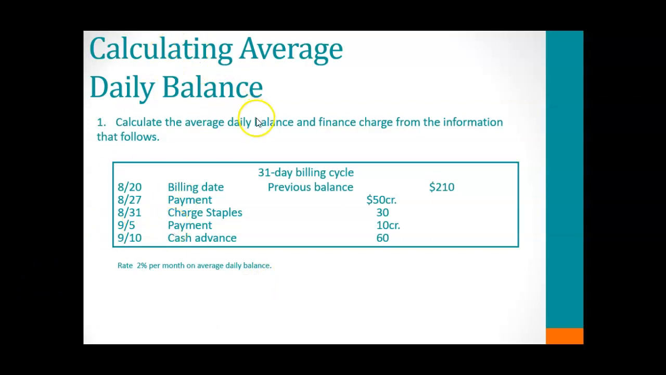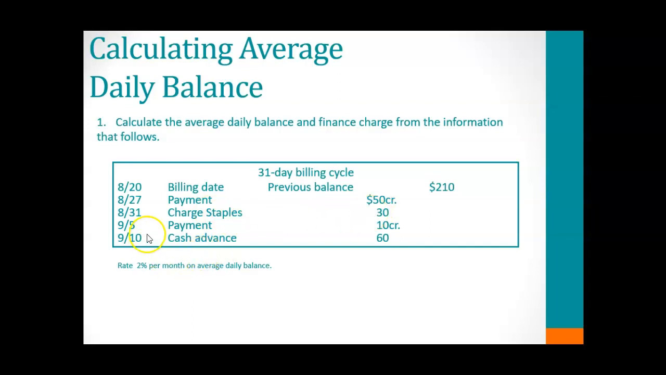Calculating the average daily balance. This can be pretty tricky, so pay attention to this. Let's say there's a 31-day billing cycle. The balance from the previous month was $210. You paying attention? All right. You made a payment for $50. You bought some staples for $30.